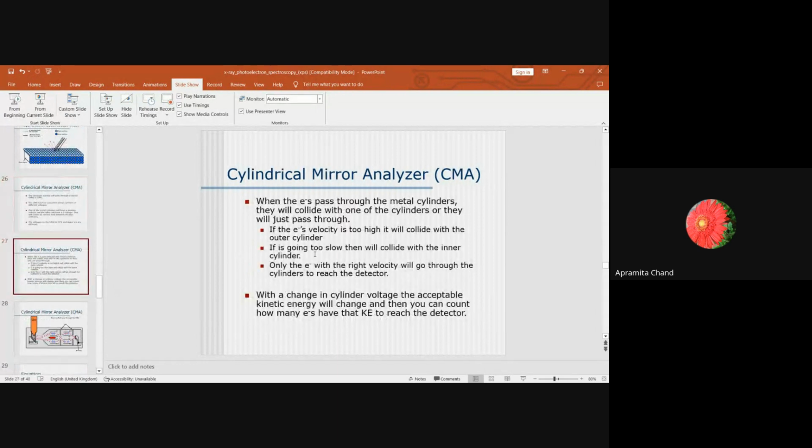When the electrons are passing through the metal cylinders, they can collide with one of the cylinders, or they can just pass through. If it is a very high velocity electron, then it will collide with the outer cylinder. If it is going too slow, then it will collide with the inner cylinder. Only the electrons which have the right velocity will go through the cylinders to reach the detector. With a change in the cylinder voltage, the acceptable kinetic energy will change. And then you can count how many electrons have the correct kinetic energy to reach the detector.